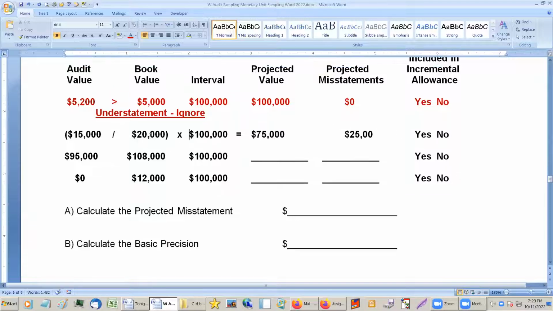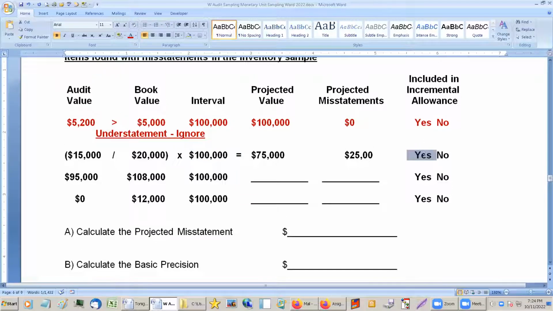I guess we can do the incremental loss now. The 20,000 is less than the 100,000, so there still could be a lot more wrong in this interval, right? The book value only covered 20,000 of the 100,000, so there could be something more wrong. So is it included? Yeah, because there could be more things wrong with it.